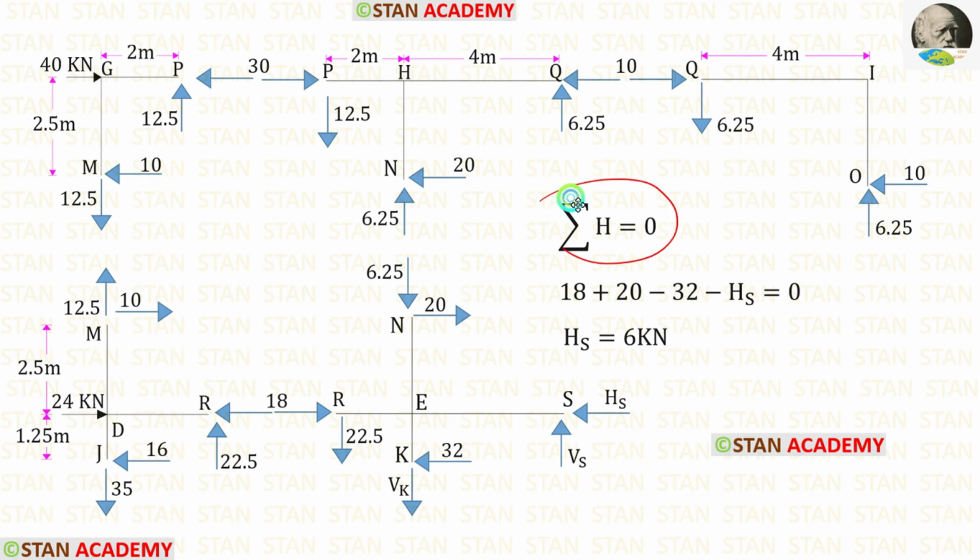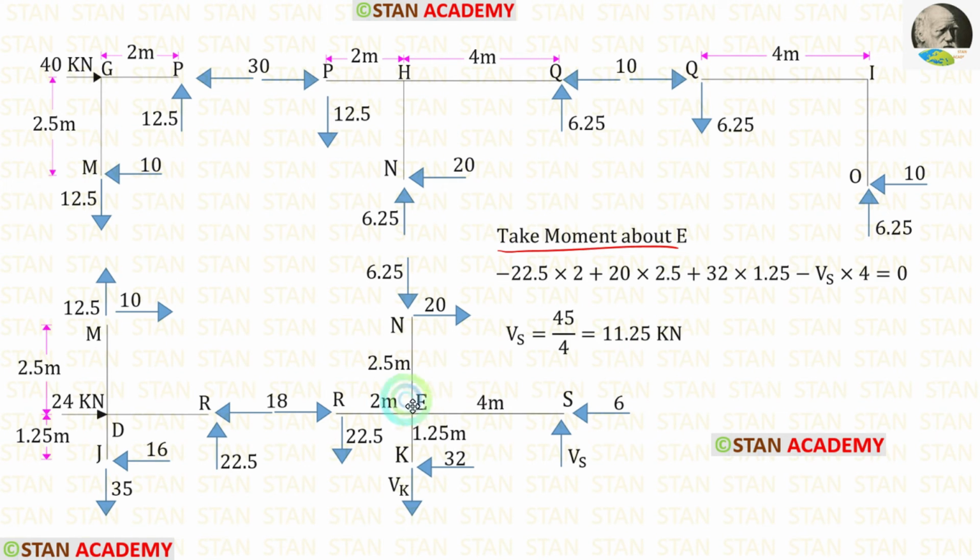Let us apply this rule and find HS. 18 and 20 are acting towards the right side, so both of them are positive. 32 and HS are acting towards the left side, so both of them will be negative. Finally, for HS, we are getting 6 kilonewton.